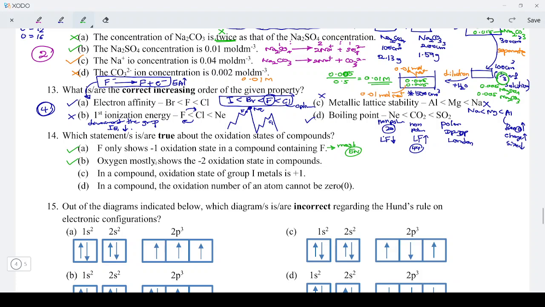Okay, there are some exceptions for oxygen, so we'll quickly write them down here. If you take the compound, let's say H2O2, then the oxidation number is -1, not -2. And if you join it with fluorine, then fluorine is more electronegative now, so oxygen is going to be +1.